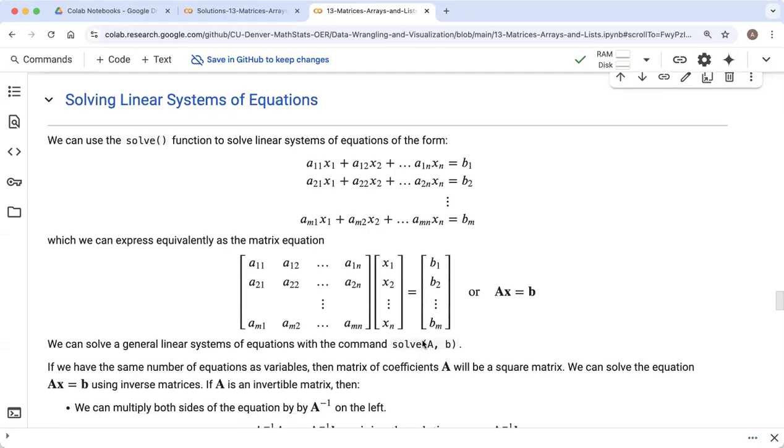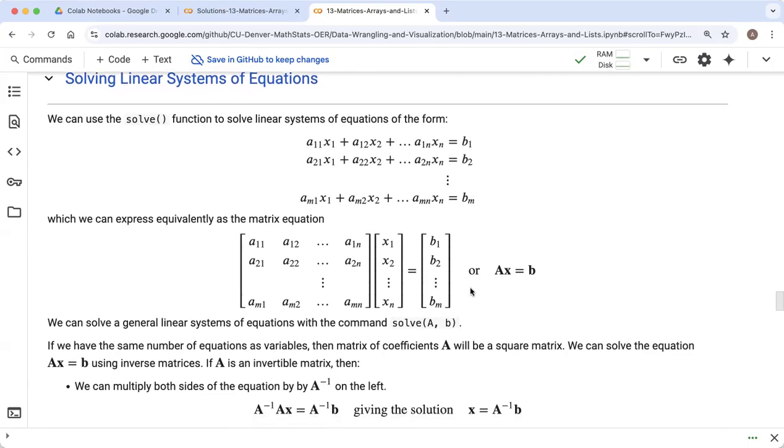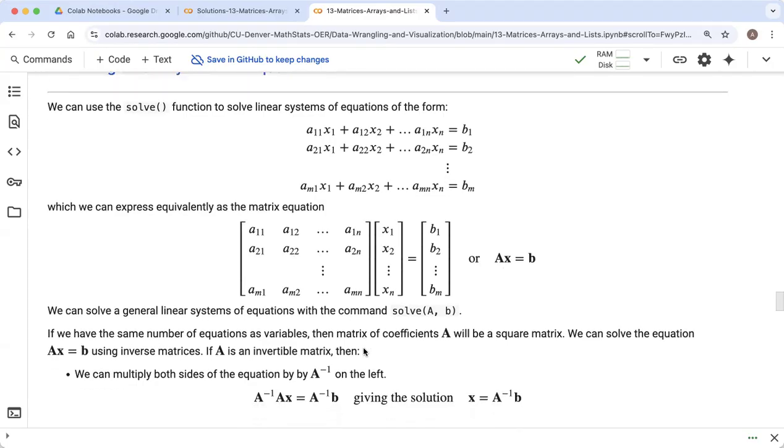And in the special case where the number of equations is equal to the number of unknowns, then m and n are going to equal each other. And this matrix of coefficients A is actually going to be a square matrix. It's going to have the same number of rows and columns. And it's possible that that matrix A can be inverted. And if that's the case, then another way that we can solve this equation, AX equals B, is we can multiply both sides of that equation by the inverse matrix, A inverse.